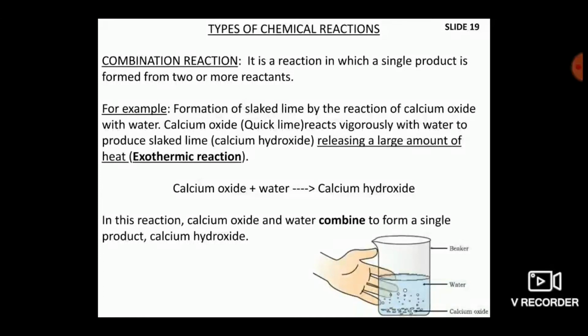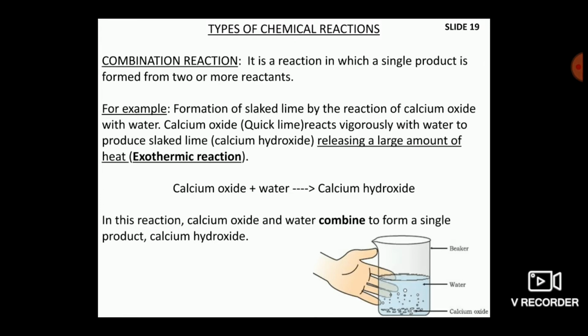Types of chemical reactions. Combination reaction. A reaction in which a single product is formed from two or more reactants is known as a combination reaction. For example, formation of slaked lime by the reaction of calcium oxide with water.